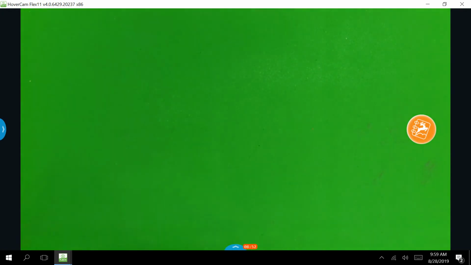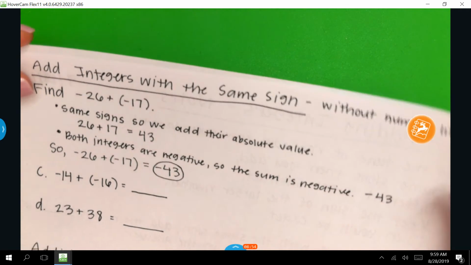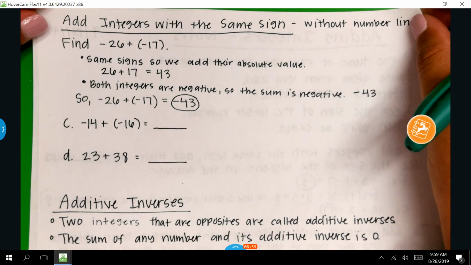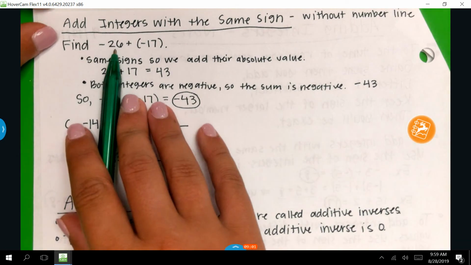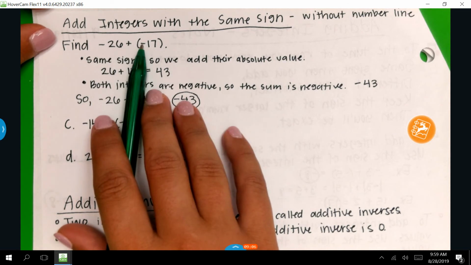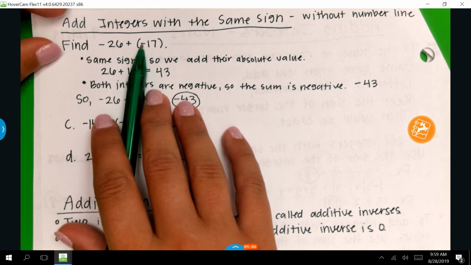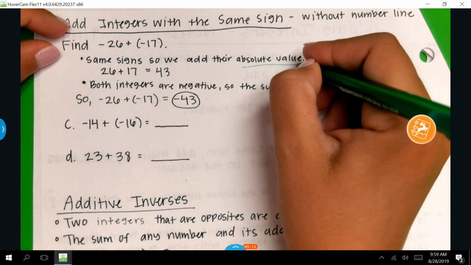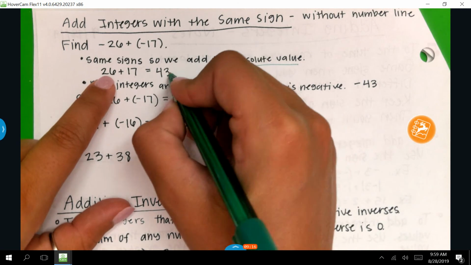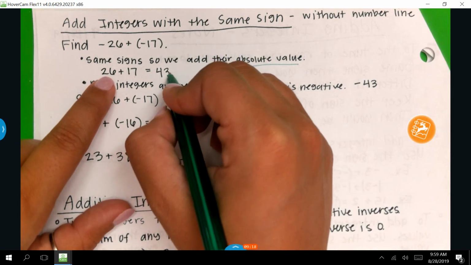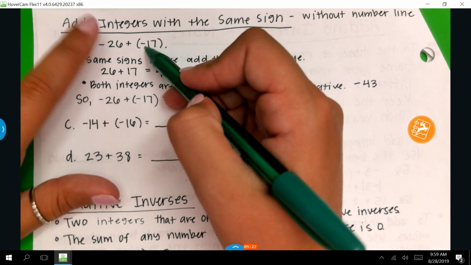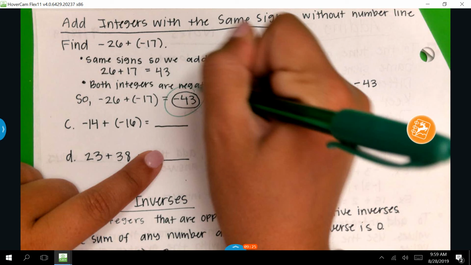Now we're adding integers with the same sign without the number line. So we're practicing without that number line. We're using our song again. Negative 26 plus negative 17. They have the same signs. They're both negative. Same signs, then you add. I'm adding their absolute values. So 26 plus 17 gives me 43. And then I'm going to see which one had the larger absolute value, and that's what sign. In this case, they're both negative, so my answer has to be negative 43.